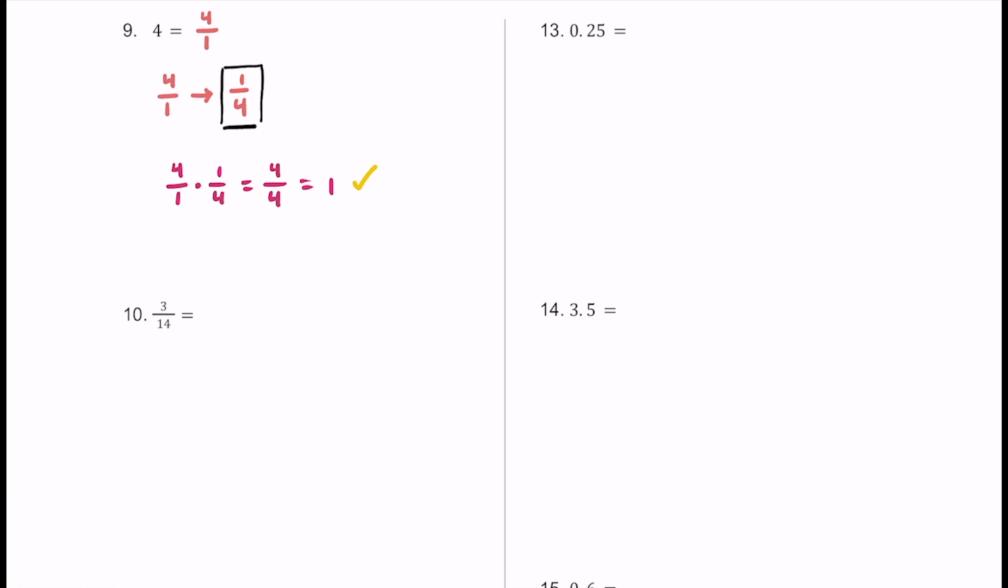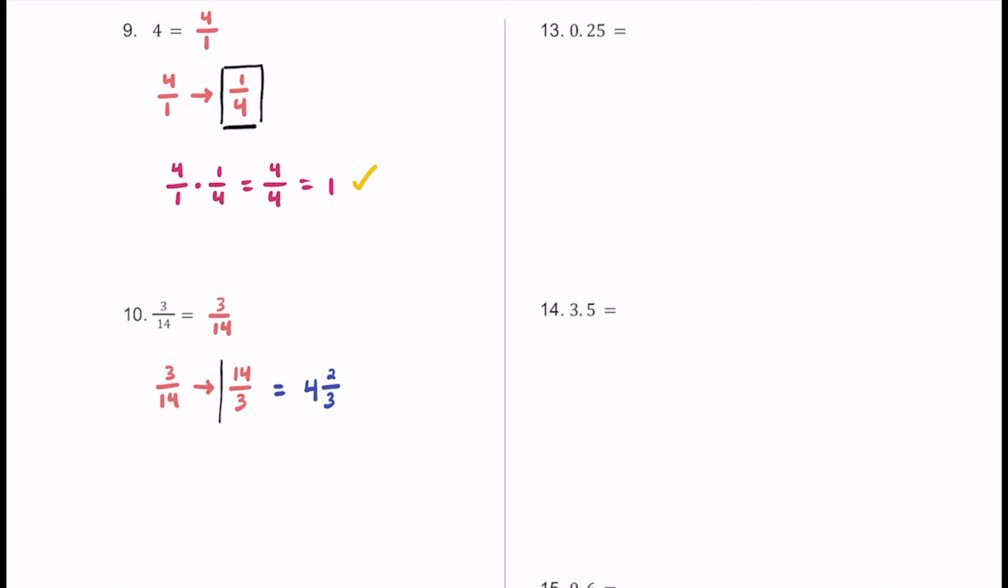For number 10, we have the fraction 3/14. We don't need to change that at all. We can just leave it alone as 3/14. So let's write 3 over 14. If we find the reciprocal of this, that's going to be 14 over 3. That's one way of writing our answer, or we can write it as a mixed number. So how many times does 3 fit into 14? I think 3 times 4 is 12, so 12 is 2 away from 14, so 4 and 2/3.